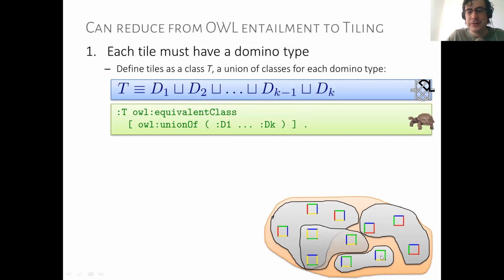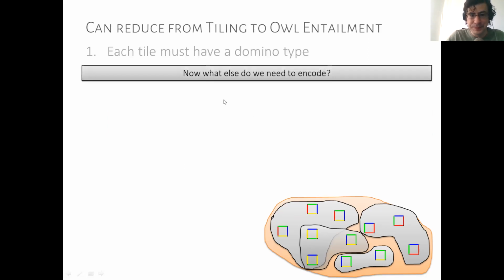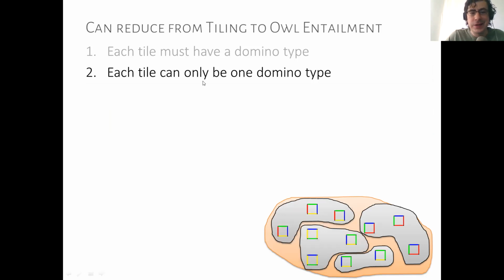So we need to now define that a tile is strictly one of, like exclusive or, one of these dominoes. It can only be of one domino type. So what else do we need to encode? We need to encode that each tile can only be one domino type, which gives us essentially what we're looking for here, that the classes of dominoes are disjoint.